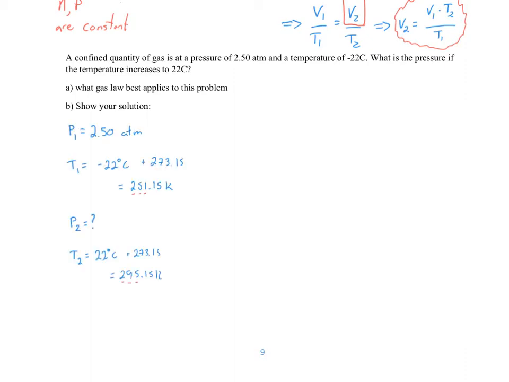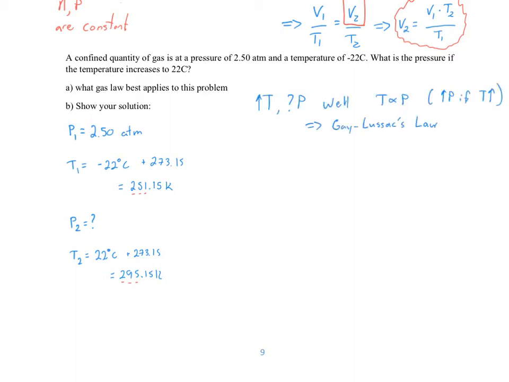Notice here I've already started converting the temperatures from degrees Celsius into Kelvin so that I can use them in my solution. Notice also that we're missing the final pressure. That's what we're looking for here. So whatever we end up with at the end, we're going to have to solve for P2. All right, let's see how we go about doing that.